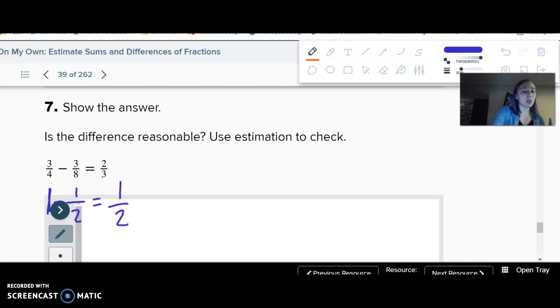But this one was like a chunk less than 1. This one is just a little bit less than a half. And this one is bigger than a half. So I actually think my answer would be smaller than 1/2. And 2/3 is bigger than a half. So it's not a terrible estimate, 2/3. But it's not like the best one, if that makes sense.